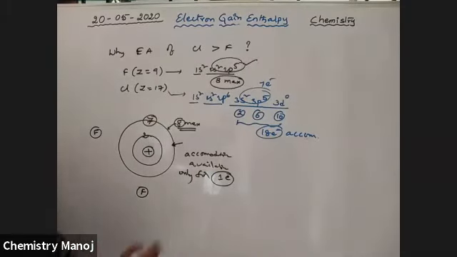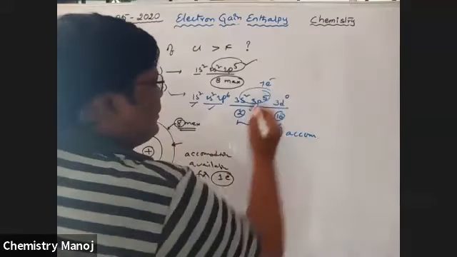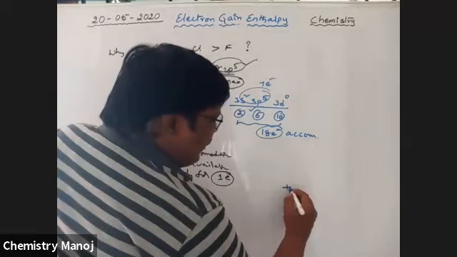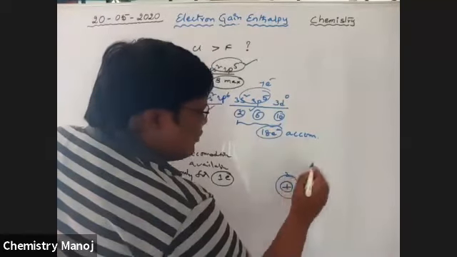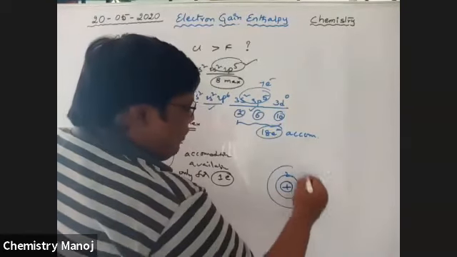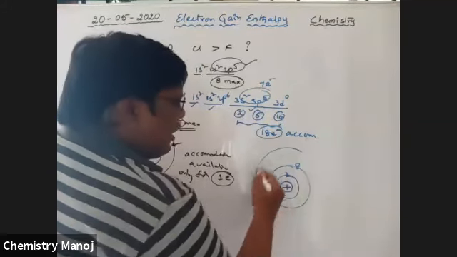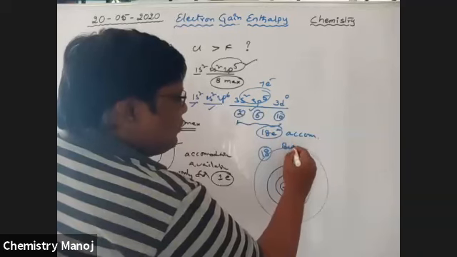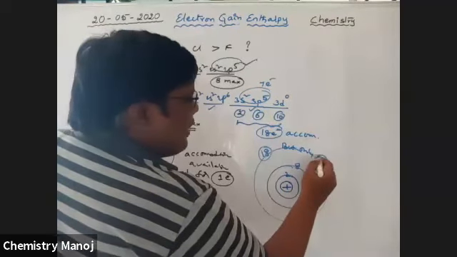Only 7 electrons are there. Here it is the first orbit, second orbit, third orbit. See here, it is the nucleus of chlorine. First orbit, maximum 2. Second orbit, maximum 8. Third orbit, maximum 18, but only 7 electrons are there.